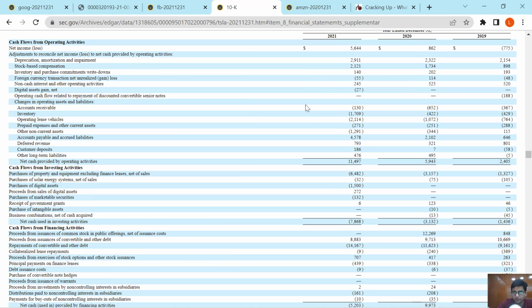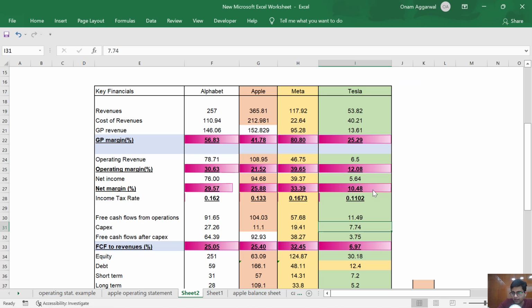In cash flow, Tesla's cash flow from operations is around $11.49 billion. And from investing, that is around $6.4 billion. And purchase of solar, purchase of retail assets, proceeds from sale of digital assets, net of these figures. All these four figures will be used because these are all capex. The net figure is around $7.74 billion. Free cash flow after capex, this minus this, is $3.75 billion only.